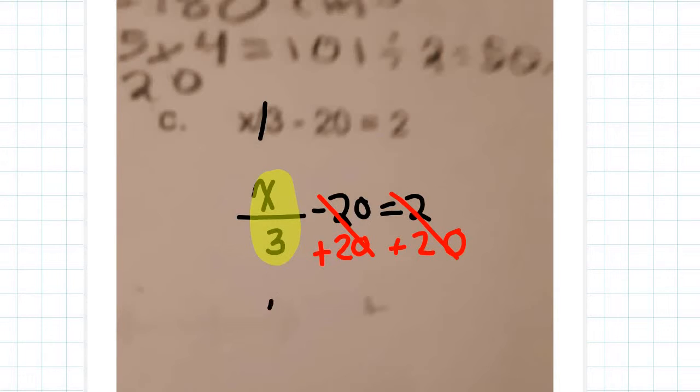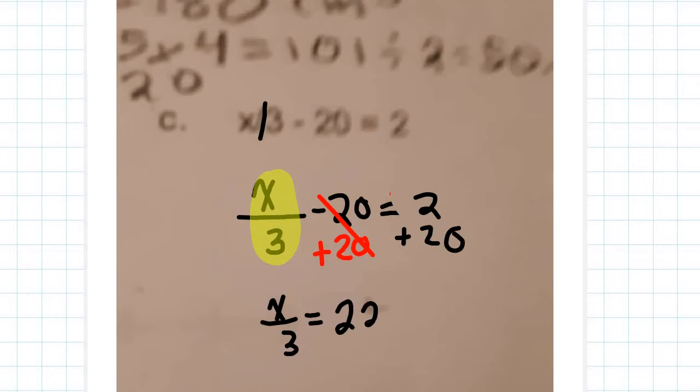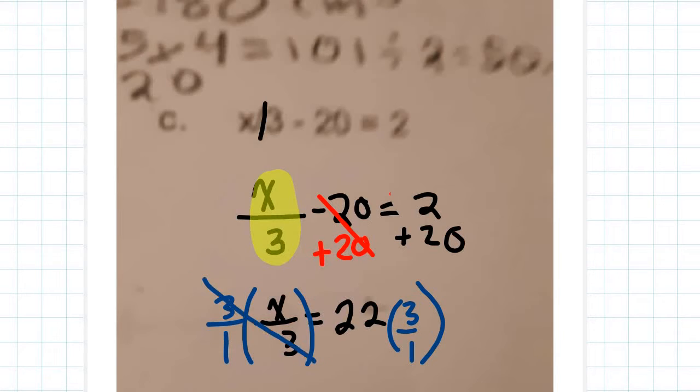and I have x over 3 equals, excuse me, that right doesn't cancel per se, it adds. I apologize. That's going to be 2 plus 20, and of course that's 22. And then to get rid of this denominator of 3, we multiply by 3 over 1, and that cancels, and we get the value of x is 3 times 22, which is 66.